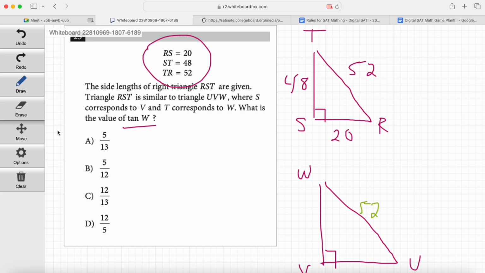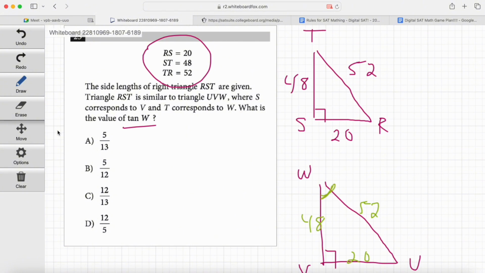I'll make that 20. And I'll make that 48. That'll work. Okay, great. We don't know if those are the exact lengths, but those are the ratios for sure. And that's all we need for sine, cosine, tangent. And we're solving for the tangent of W. Do you see angle W? Yes. Okay, it's this guy right here.